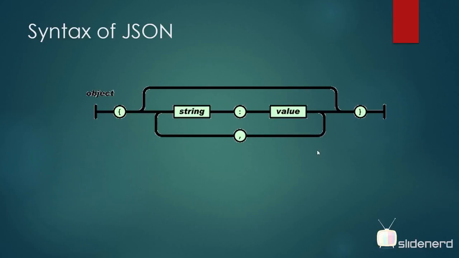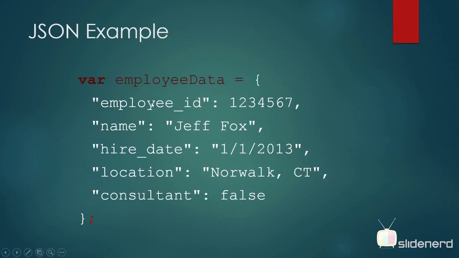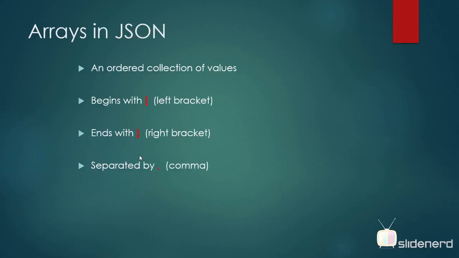Let's take a look at an example. So here you go. There's your employee ID, it's 1, 2, 3, 4, 5, 6, 7, comma. There's again property, which is name, value, Jeff Fox, separated by a colon here, again this comma, and it repeats itself the same way. Now let's take a look at the second structure, which is array.